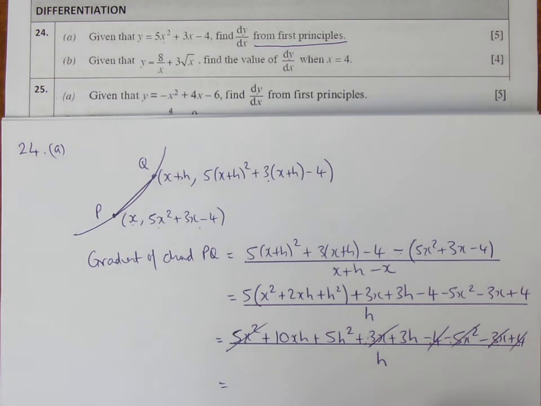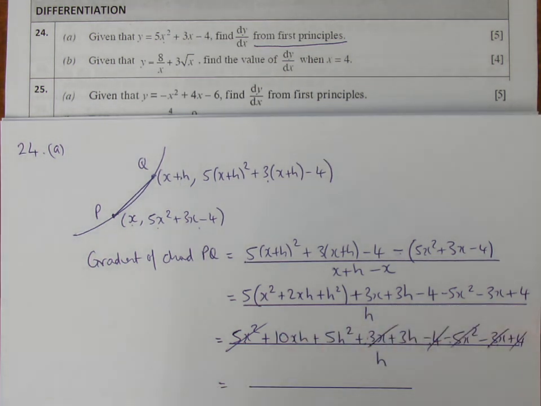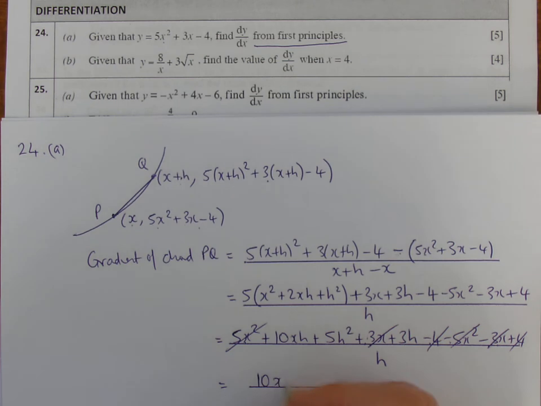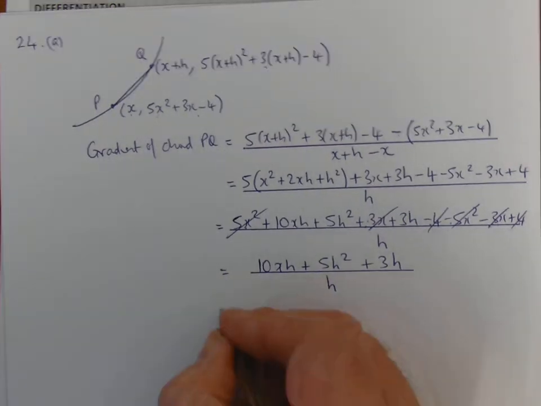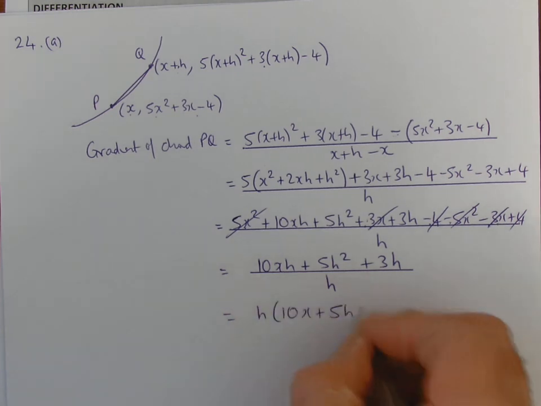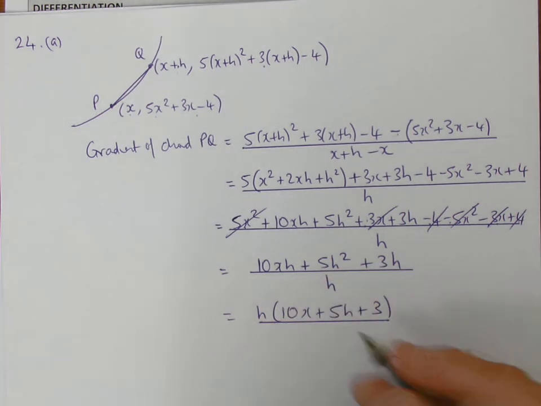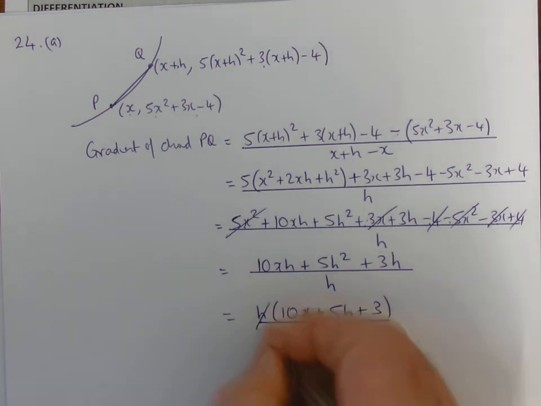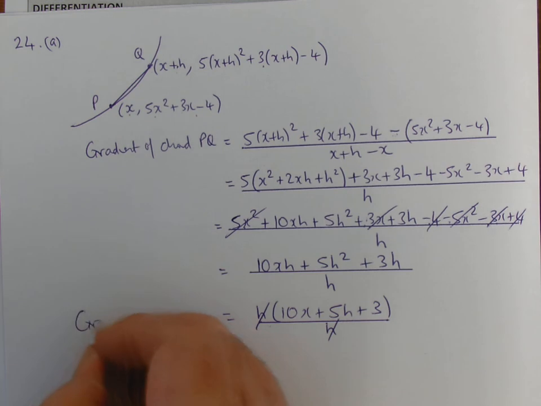So the top line now becomes 10xh plus 5h squared plus 3h all over h. Factorise the top line, h is a common factor. So that's h times 10x plus 5h plus 3, all over h. The h's cancel out. So my expression for the gradient of the chord PQ is that.